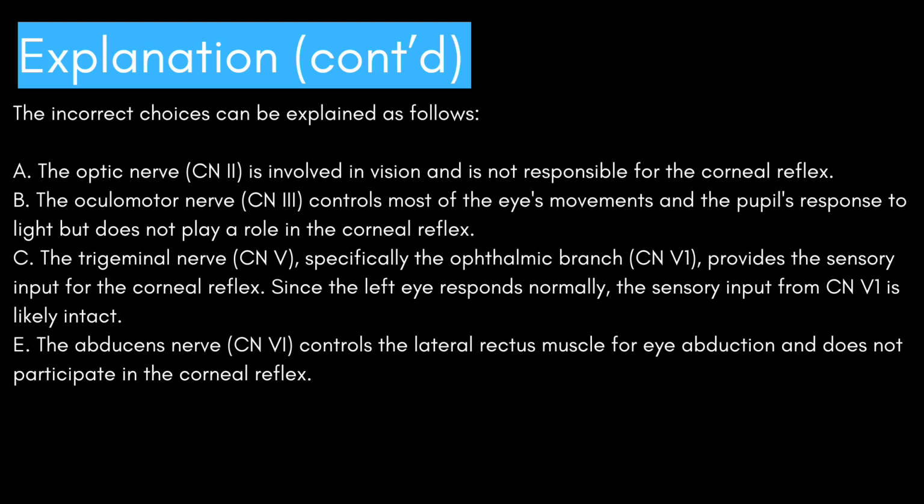C. The trigeminal nerve, cranial nerve 5, specifically the ophthalmic branch, CN V1, provides the sensory input for the corneal reflex. Since the left eye responds normally, the sensory input from CN V1 is likely intact. E. The abducens nerve, cranial nerve 6, controls the lateral rectus muscle for eye abduction and does not participate in the corneal reflex.